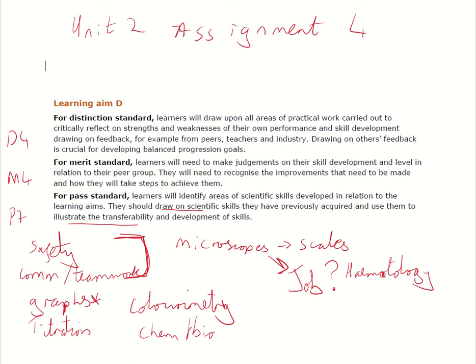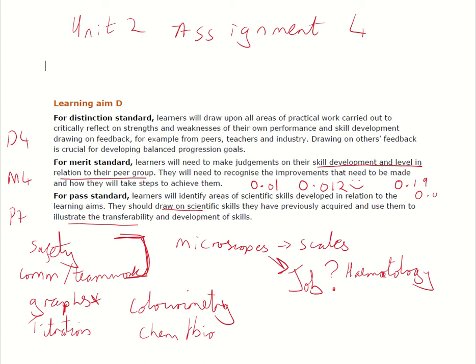Now, merit. Learners will make judgments on their skill development and level in relation to their peer group. So easiest way to think about this is say when you've done one of the practicals, and for example, referring back to the titration one, let's say the true concentration was 0.01 and you got 0.012. So you're pretty close to it. That's fairly well done.